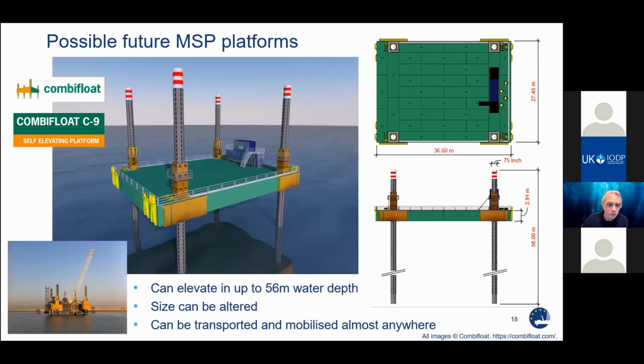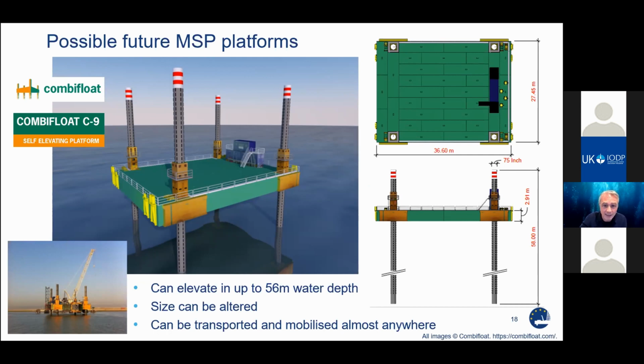So the first vessel that we should look at is a modular platform, such as this example manufactured by CombiFloat. So this platform can operate in moored floating mode, so a bit like a moored barge, similar to what ICDP uses in lakes, or it can be used in floating mode with dynamic positioning if the sea conditions allow. These platforms can also elevate, and this particular CombiFloat platform with the extended leg option can operate in water depths of up to 56 meters.